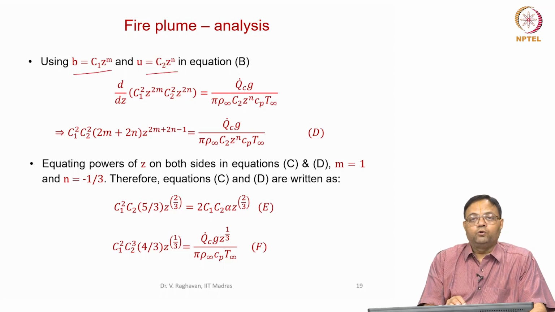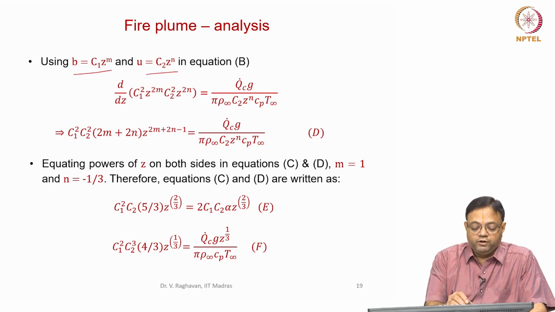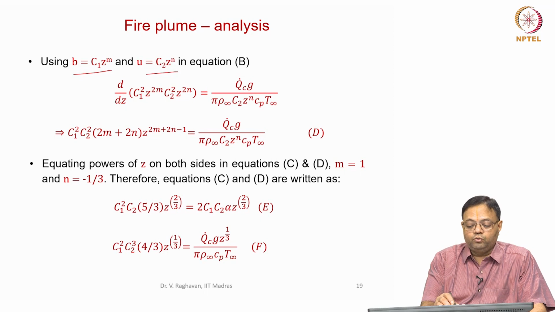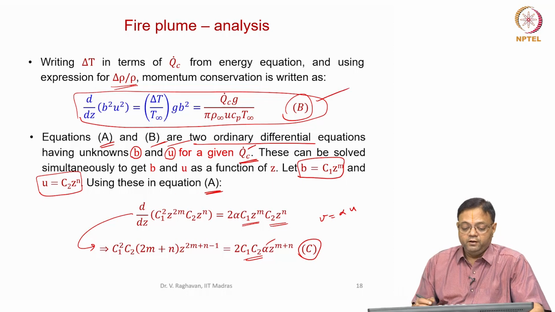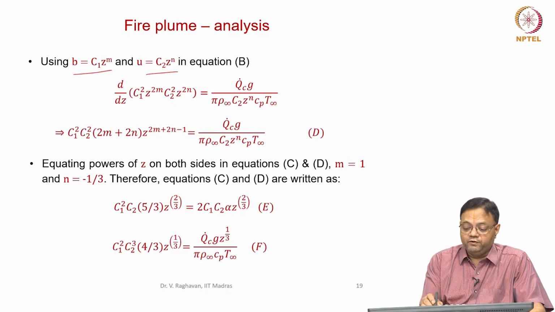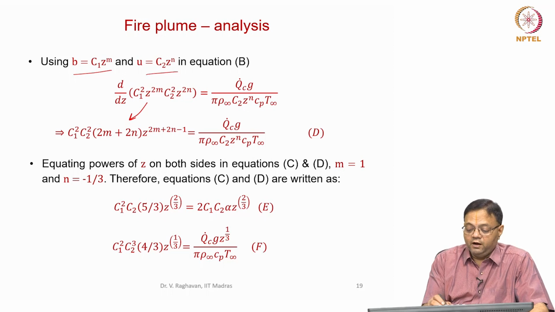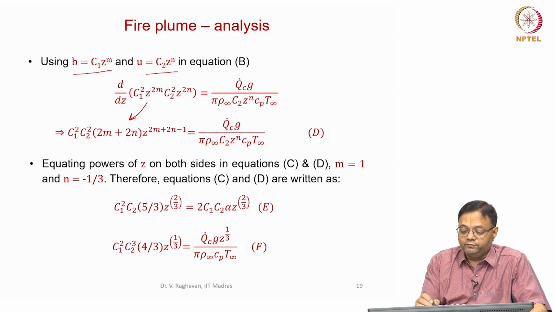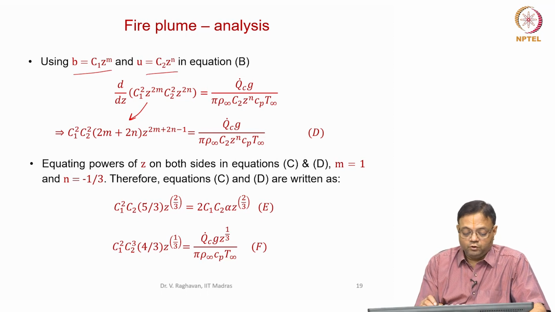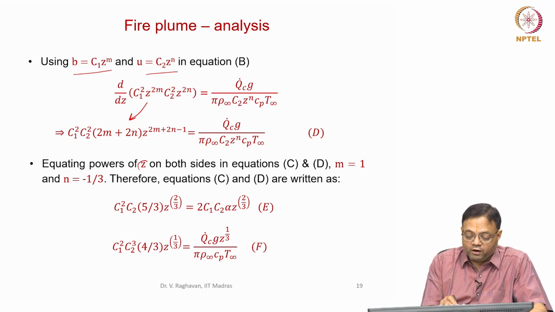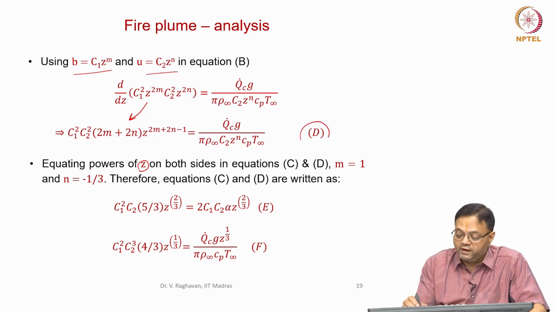Same thing, b equal to C1 into z power m, u equal to C2 into z power n. Now, using equation b here, instead of b and u, substitute that, then I get this equation. You can see that. And this you differentiate to get this, and here I write the same thing. Now, I get this equation. Equating the power of z on both sides of the equation, this is equation D I call.